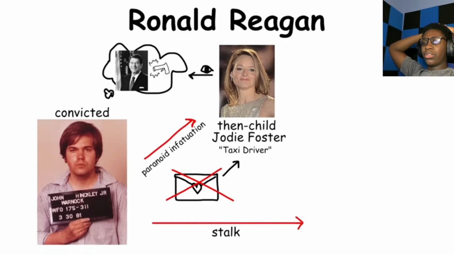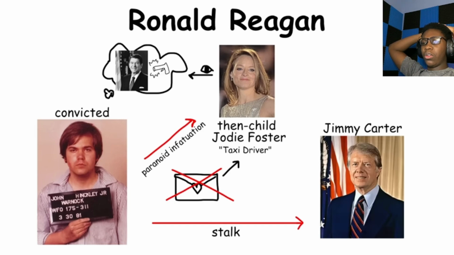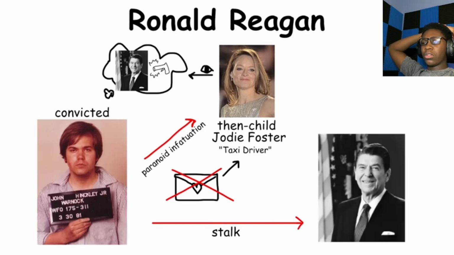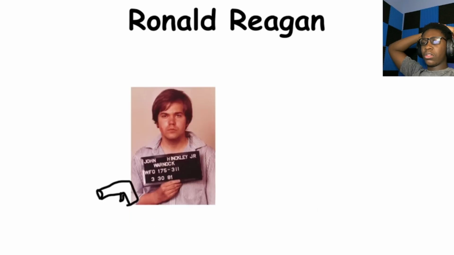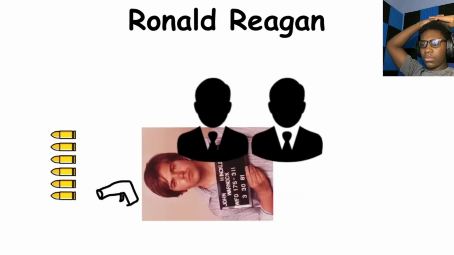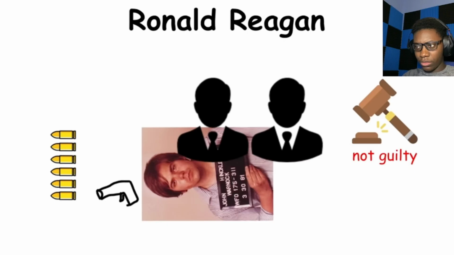Hinckley thus began to stalk President Jimmy Carter. Although he had gotten close to Carter, he changed his target to the new president shortly after his inauguration. After firing 6 bullets, Hinckley was put to the ground and was ultimately found not guilty by reason of insanity.